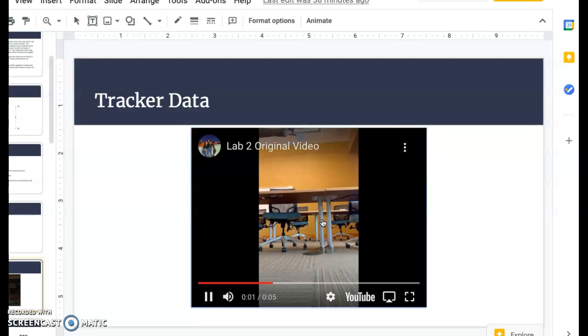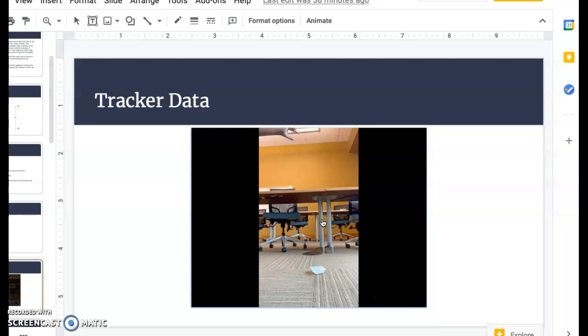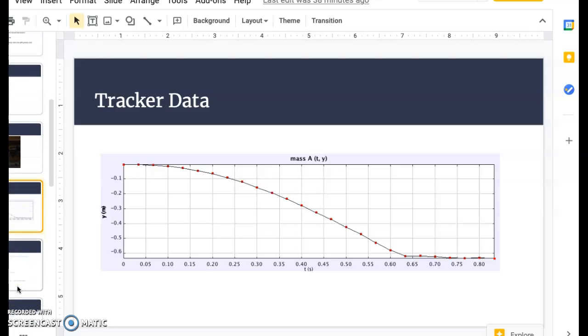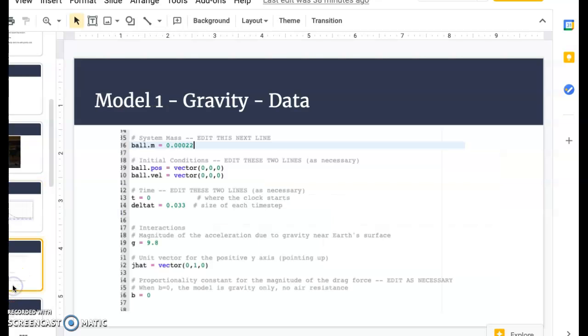Now here's the video that was inputted into Tracker. I tracked the center of mass as it fell down. As you can see, this creates an exponential curve because the velocity is constantly changing. There were two computational models created, one including just gravity and one including gravity plus drag. This is the gravity computational model.